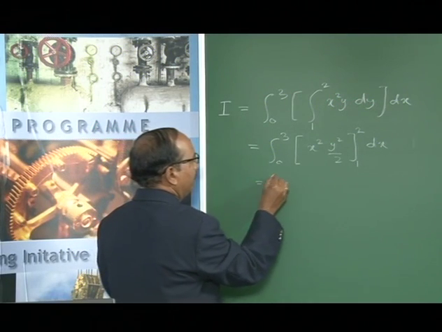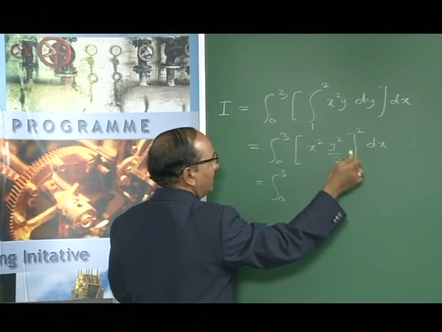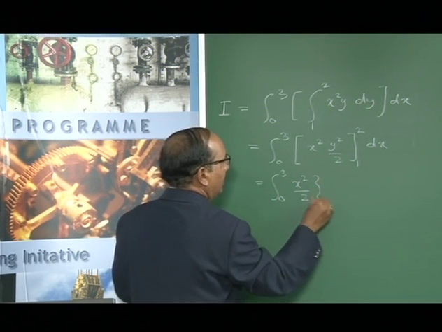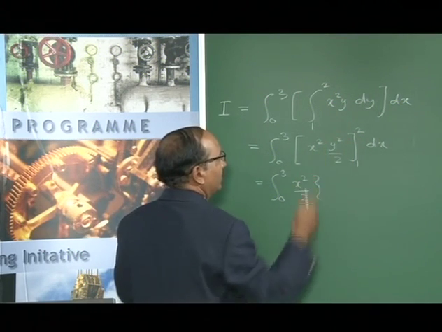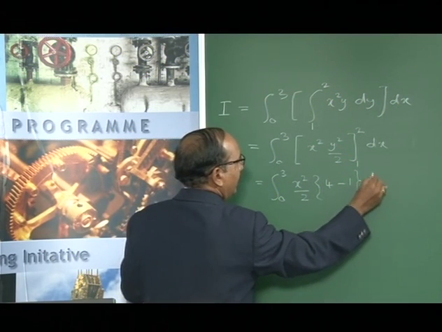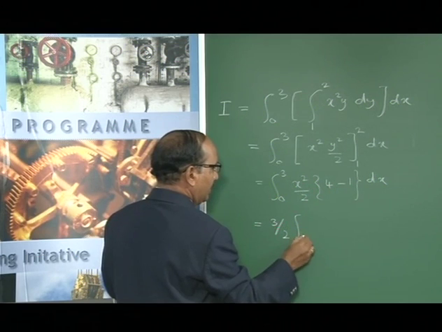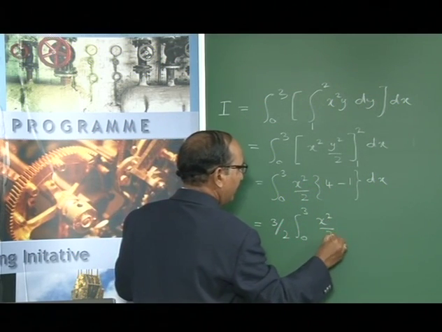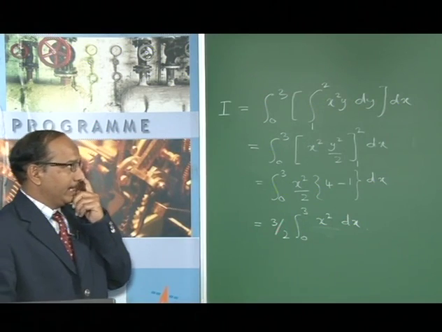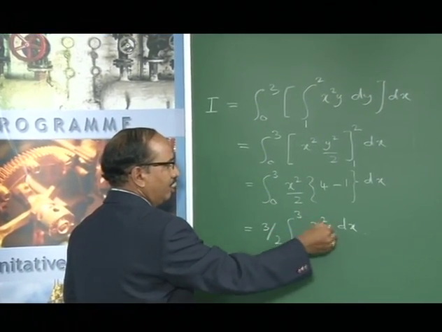Now, putting the limits here 0 to 3, put y is equal to 2 and y is equal to 1, that is the lower limit. So, we keep x square by 2 outside as constant, put y is equal to 2, that is 2 square, that is 4, minus lower limit y is equal to 1, that is 1, then dx. So, that simplifies to 4 minus 1, that is 3 by 2 constant, 0 to 3 x square dx. After the integration of the inner integral, that is with respect to y, that gives a function of x, that is x square.